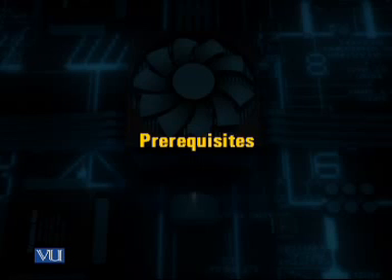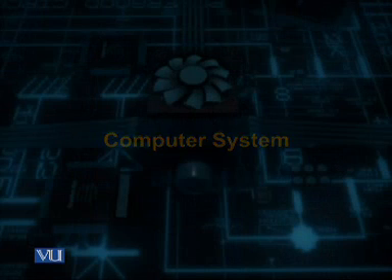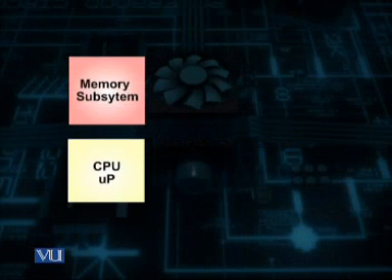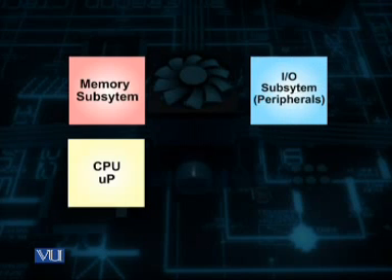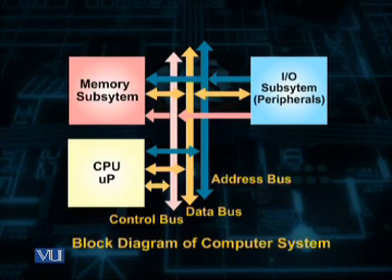Now, we will give a brief description of what is a computer system. A computer system is a collection of central processing unit, memory system, and peripheral devices. All the three components are interconnected by groups of conductors called buses.